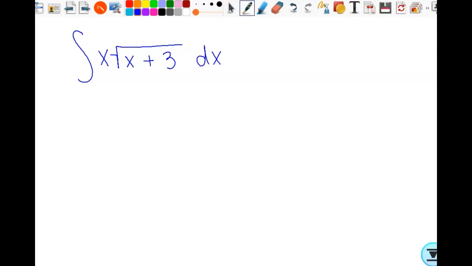All right, but what do you think we should do on this problem? What would you want to call u? x plus 3? That's what we did on the last problem. You called the u the inside, x squared plus 3. So if we say u equals x plus 3, then what's du? du dx equals 1, so du equals dx. So I don't have to multiply or divide by anything.